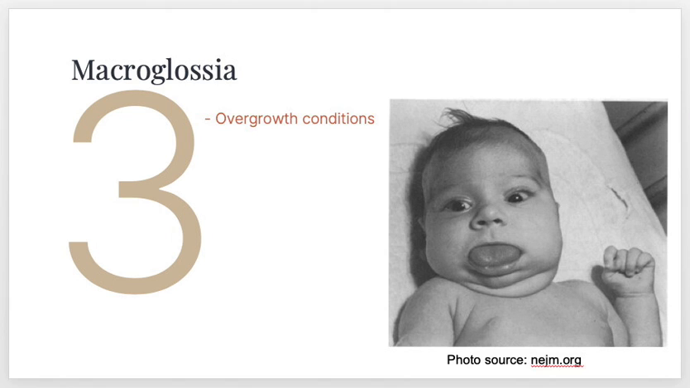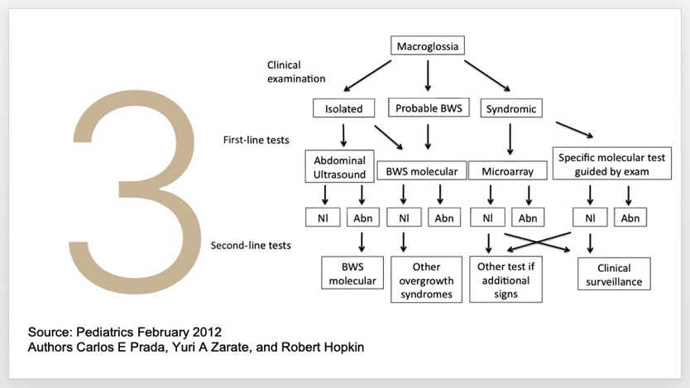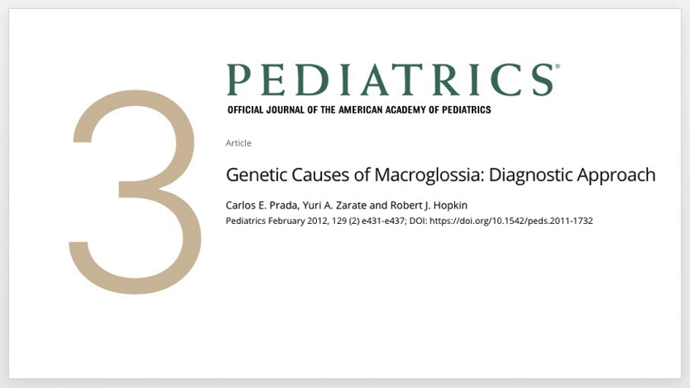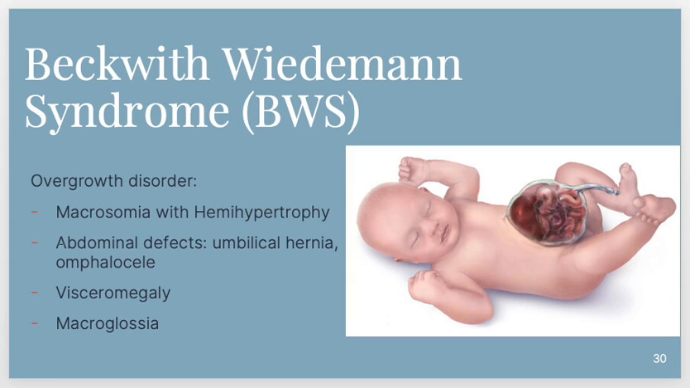Now, going back to the macroglossia, there is this beautiful algorithm in here that was published in 2012, and it talks about BWS. So I want you to always keep in mind that for macroglossia, we need to have that clinical thinking for Beckwith-Wiedemann syndrome. And so this is the journal in case you want to look a little bit more about causes for macroglossia. But keep in mind that Beckwith-Wiedemann syndrome is an overgrowth disorder in which you will have macrosomia, hemihypertrophy.